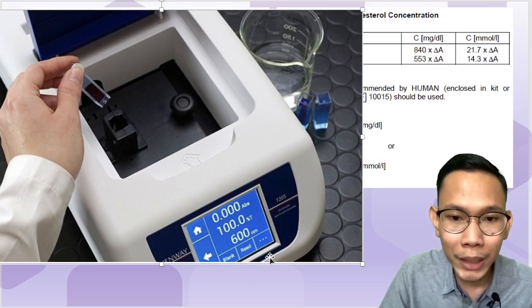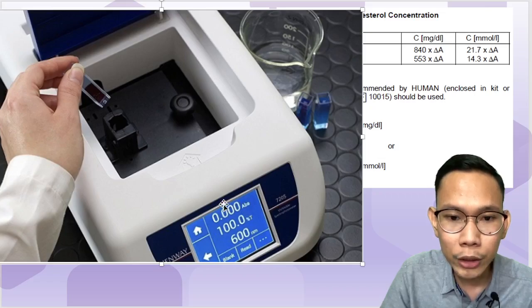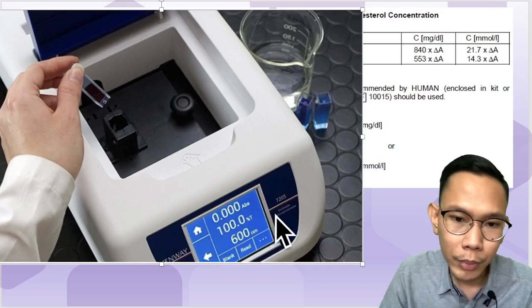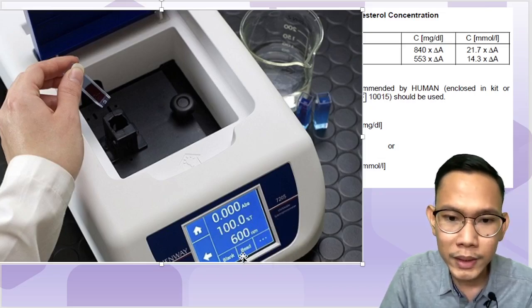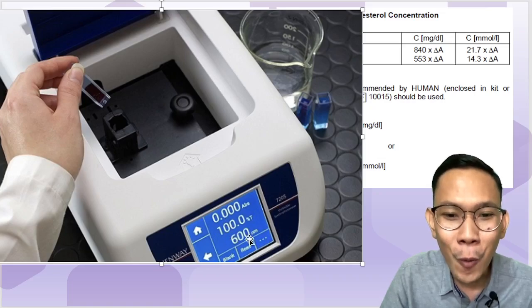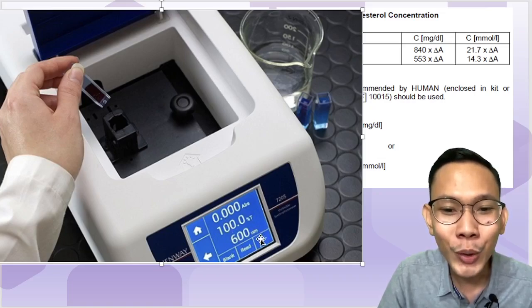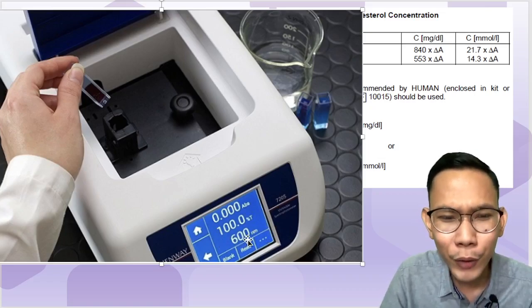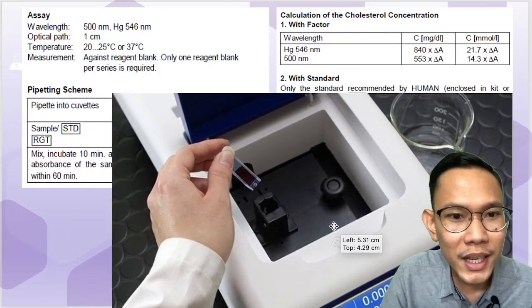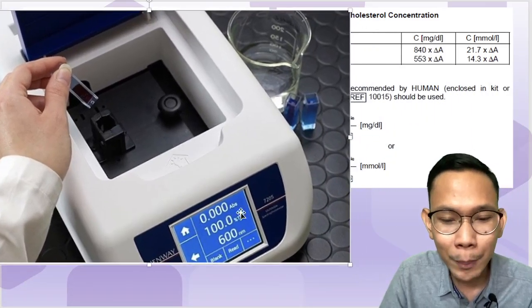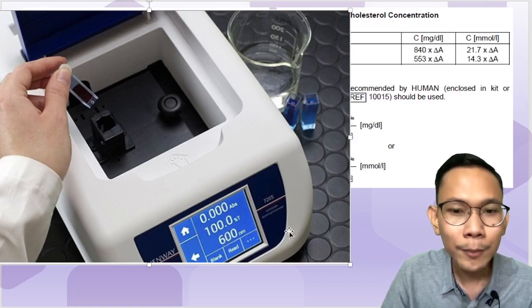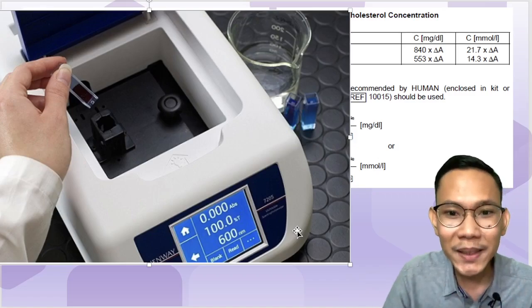This is the display of our spectrophotometer. The absorbance is shown here. Then, here is the temperature. I don't know what that percent is. Never mind. And this is the wavelength. Here you input the wavelength required for our test, 546 or 500, depending on what we will use. So we input it here. And then, first, we go against the reagent blank.